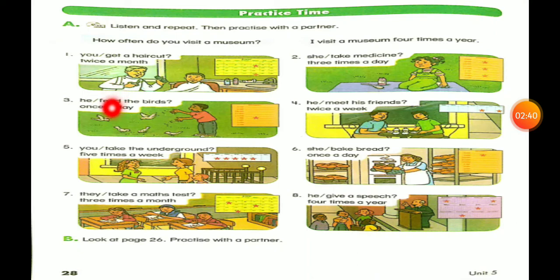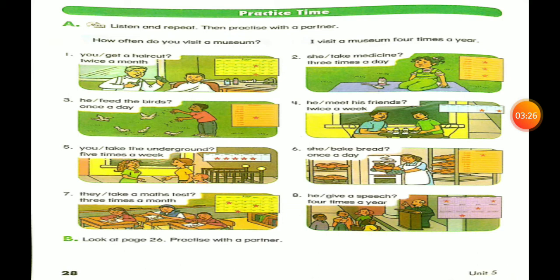Let's see number 3. How often does he feed the purse? He feeds the purse once a day. 5. How often do you take the underground? I take the underground 5 times a week. 7. They take a math test 3 times a month. How often do they take a math test? They take a math test 3 times a month.